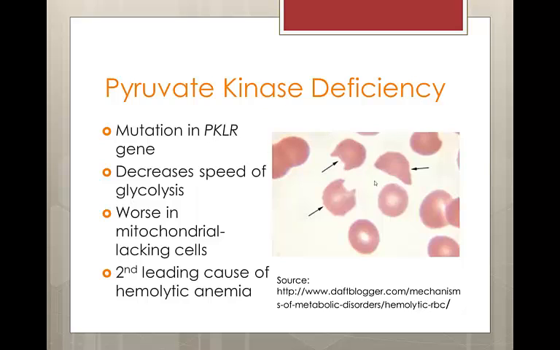So the image that you see here is an example of the hemolysis of the red blood cells. So these red blood cells are healthy, they contain their spherical shape, and the ones with the arrows pointing to them are currently going through the process of rupturing, and you can see parts of them are jutting out from that spherical shape.